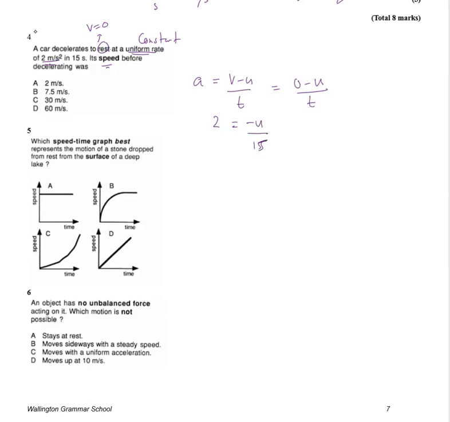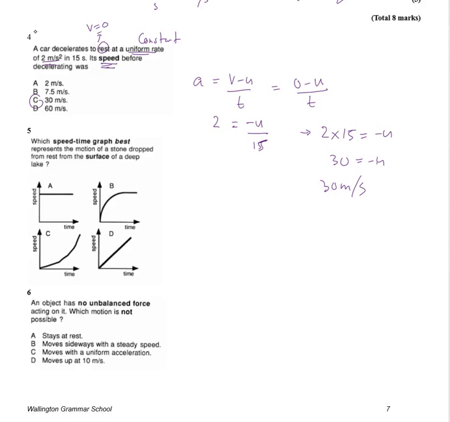Okay. Now we need to work out the U. So we have minus U is equal to, when you do it this way, 2 times 15, equal to minus U. So 30 equal to minus U. Now the minus doesn't matter because the minus tells us about the direction of the velocity, if you remember. It's going to be 30 meters per second. So therefore the answer would be C. You just need to know that the initial velocity is what we're looking for, because it's the speed before, and the final velocity is 0 because it's stopped.